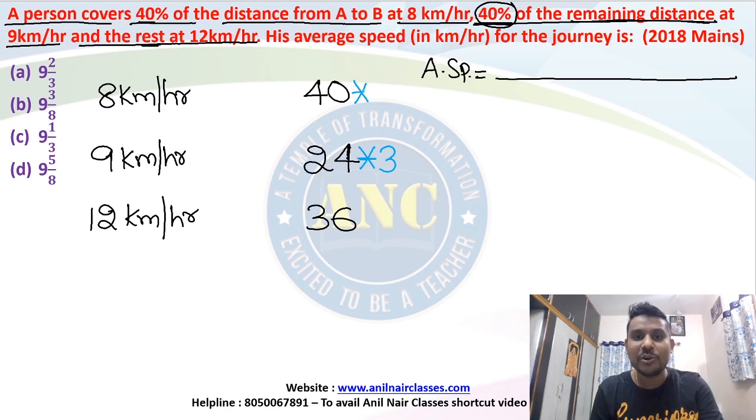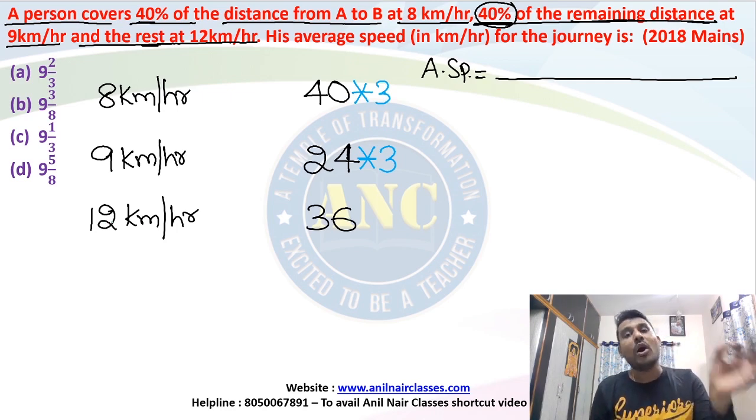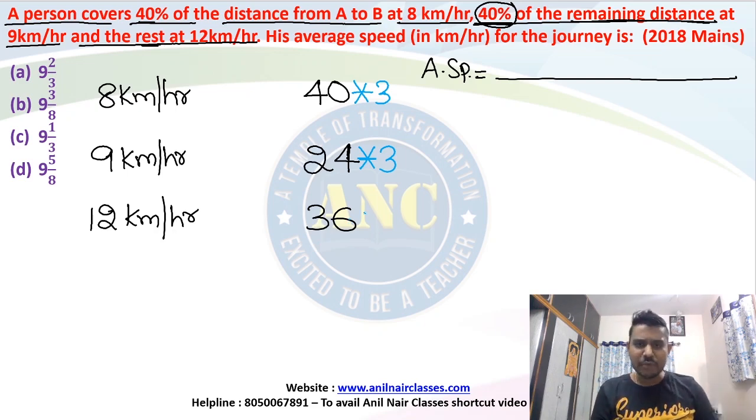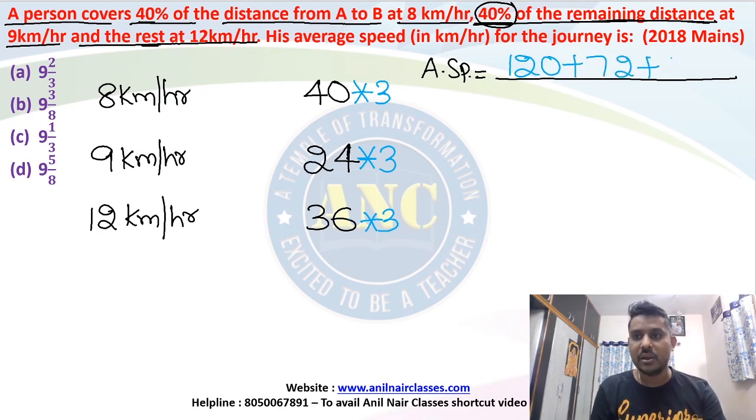So 40 also should be multiplied by 3. 40 into 3 is 120, and 120 by 8 is also a whole number. 36 by 12 was giving a whole number earlier itself. If I multiply by 3 also, it will not affect me, it will still give me the whole number. So now I can calculate the total distance. Numerator is 120 plus 72 plus 108, divided by total time.